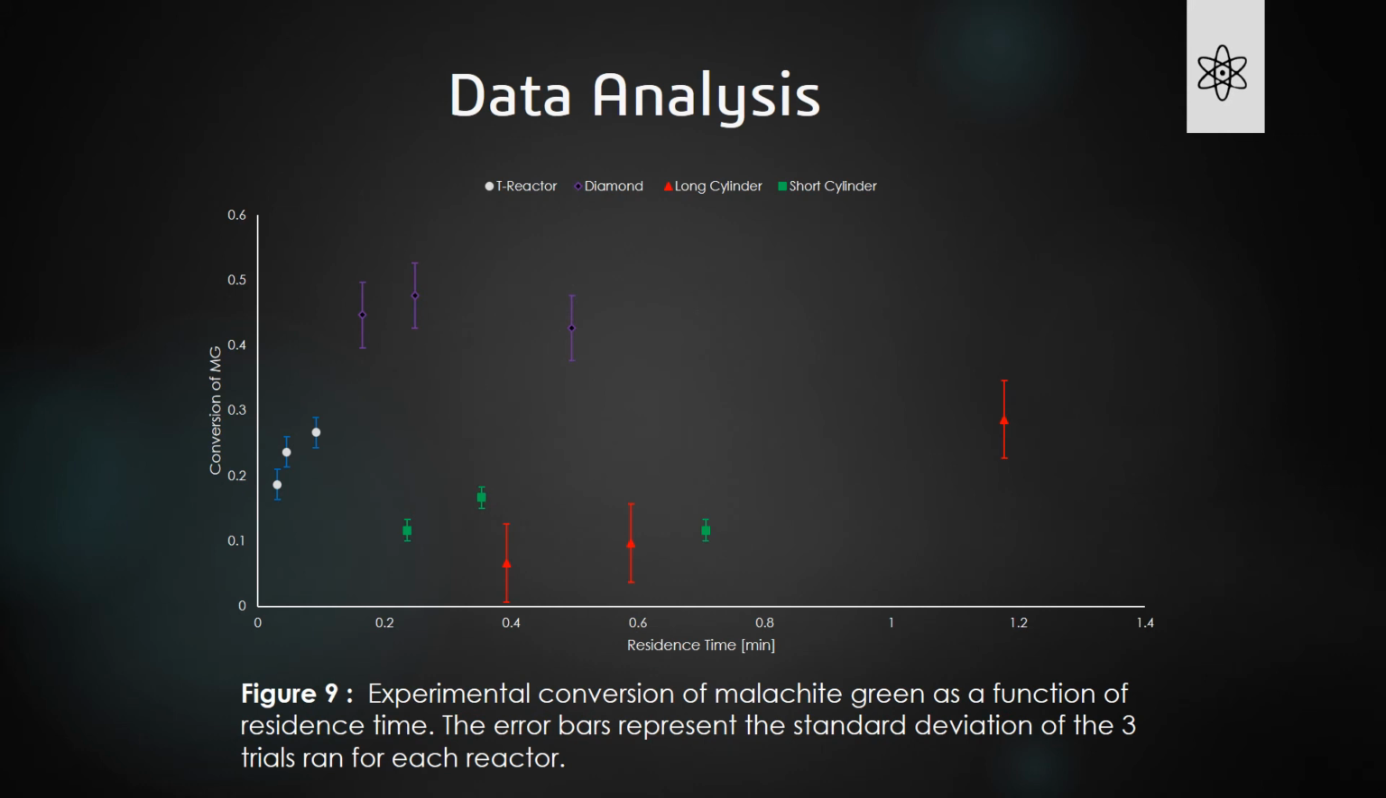We calculated the residence time by finding the volume of each reactor and dividing the calculated volume by the flow rate. After calculating the values, experimental Mg conversion was graphed versus the residence time. The diamond reactor had the highest conversion despite a lower residence time because the diamond helped mixing. The long cylinder had a higher conversion rate than the short cylinder due to longer residence time.